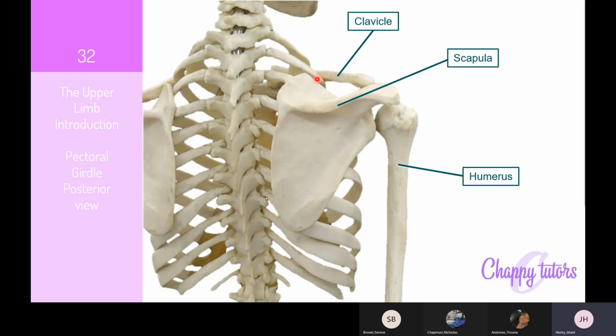Because the muscles are attached, and those muscles allow us to move our arm and forearm, right? All right, so this is just a posterior view of the pectoral girdle. We can see the clavicle here, but that's on the anterior of the body, and you can see the posterior surface of the scapula here, right? Behind the body, and the posterior of the body.